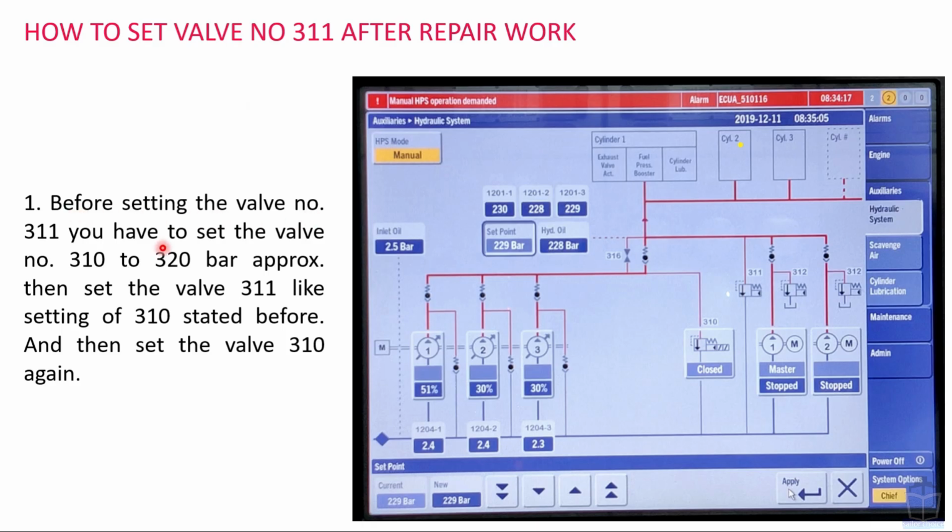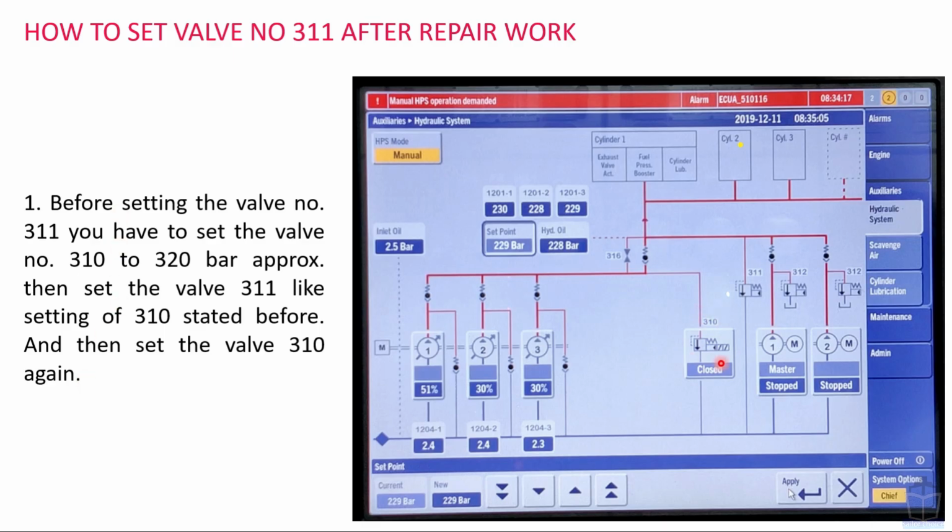Before setting the valve number 311, you have to set the valve number 310 to approximately 320 bar. Then set the valve number 311 like the setting of 310 as stated before, and then set the valve number 310 again. Why is it done?